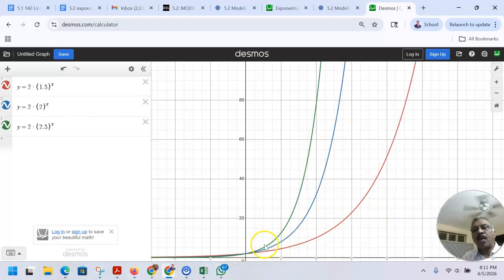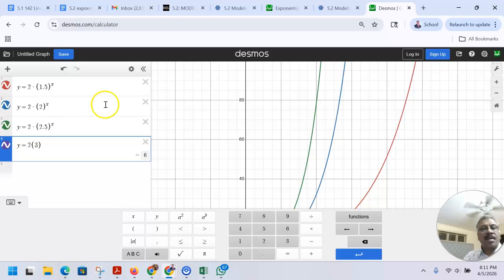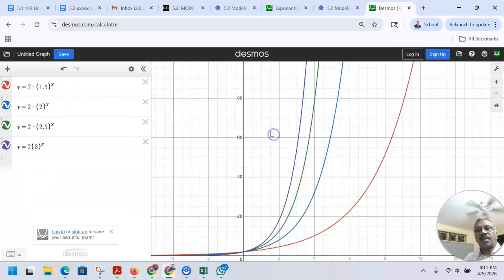So the red one looks like this, but the blue one becomes steeper, and then comes the green one. And let's take the last one. This is good to understand by 2 times 3 raised to x, and you can see there is one more purple graph. Look how beautiful it is.